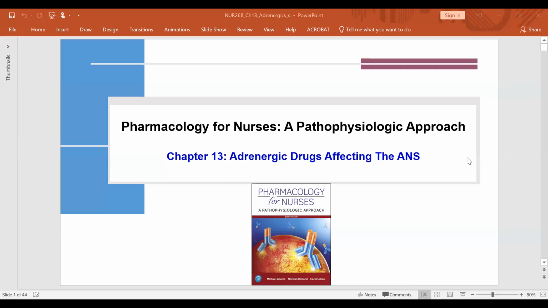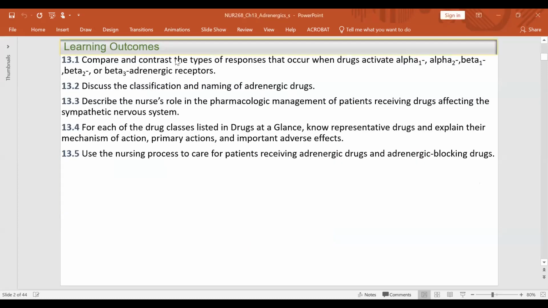Mickey recording a lecture on Chapter 13, which is the medications, or drugs, agents called adrenergic drugs affecting the ANS, autonomic nervous system. So these are medications that are going to interact with alpha and beta receptors, and we have different alpha and different beta receptors, and we'll describe each and every one of these alpha and beta receptors as we explain the content in the subsequent or upcoming slides.